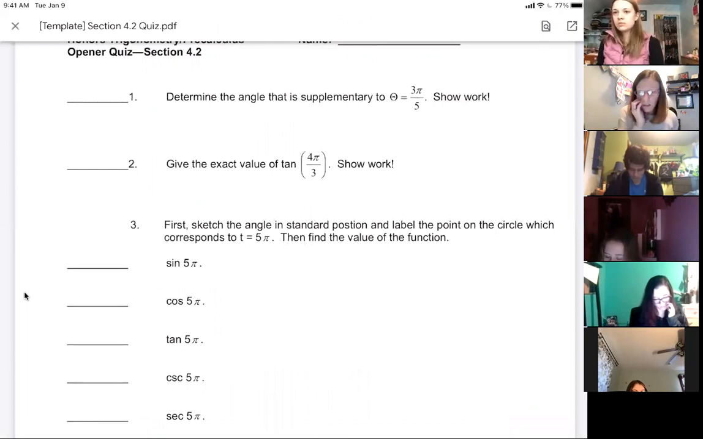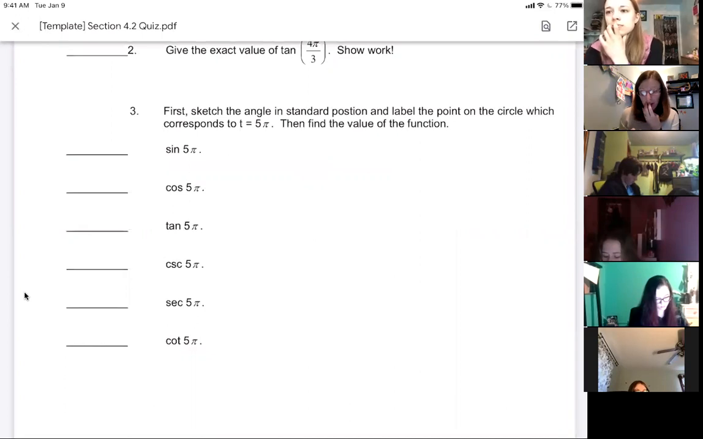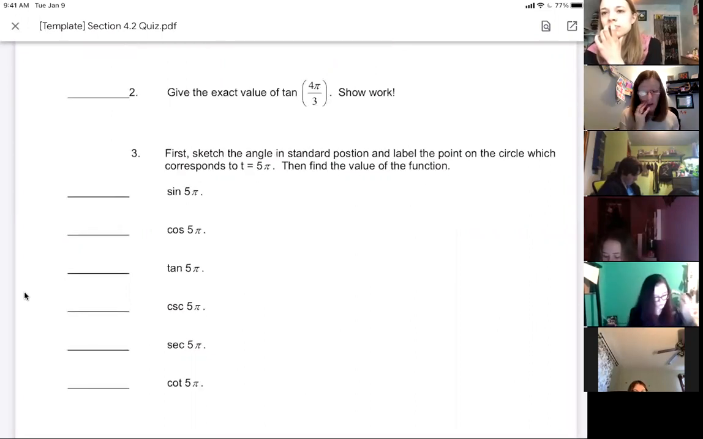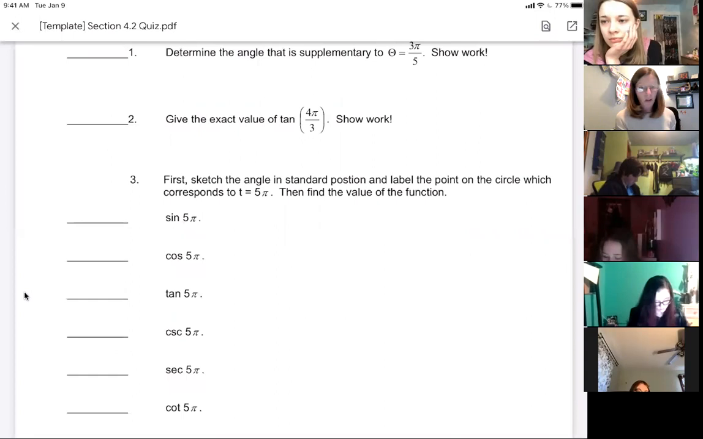So the first question, supplementary. The second question, the exact value of tangent. So I would suggest sketching a circle, finding that location, sketch the angle, and think about what is the X and the Y of that value. And then question 3, sketch the angle, label the point on the circle, and then find the values of the functions that are listed. But I strongly suggest for number 2 drawing your circle, getting that point, and using the point to find tangent. So this one focuses a little more on ordered pairs than the previous quiz. If you have questions, please let me know.